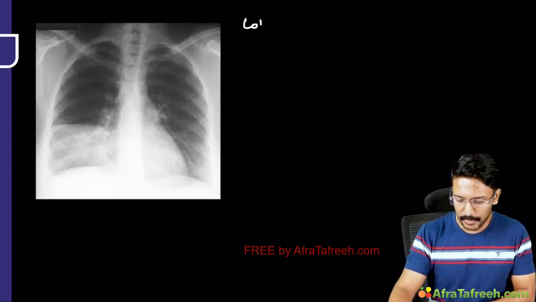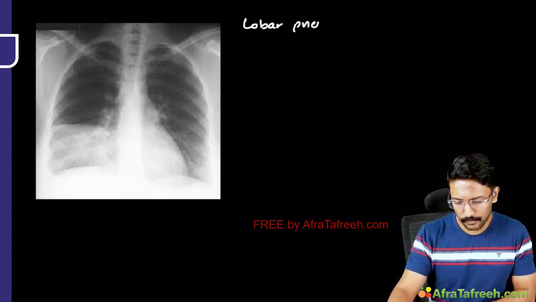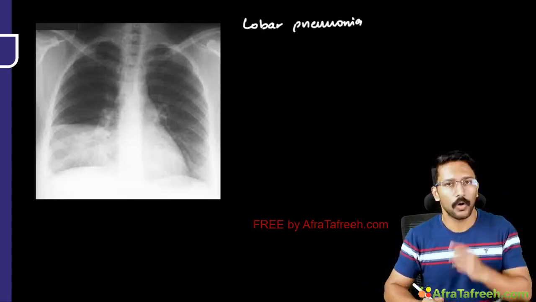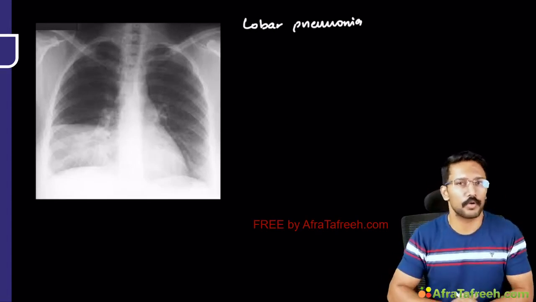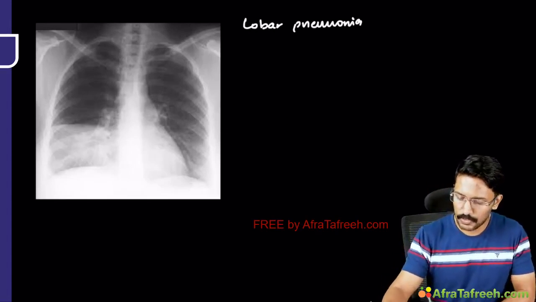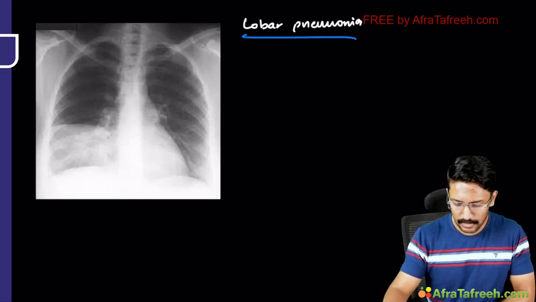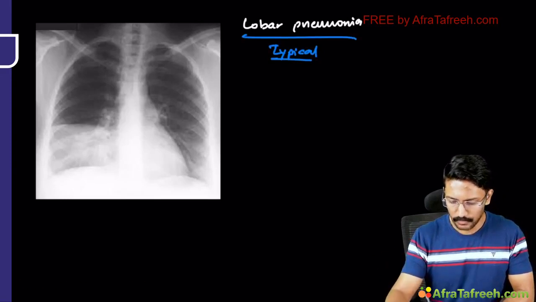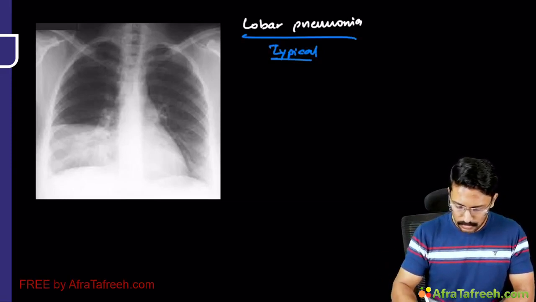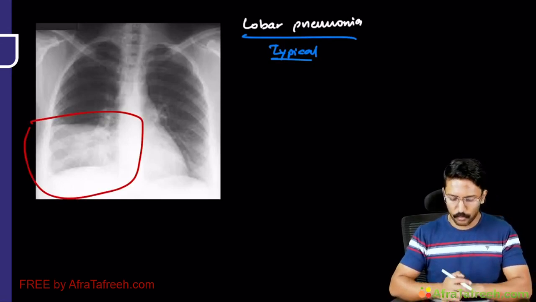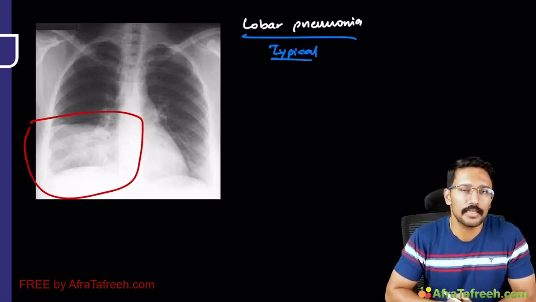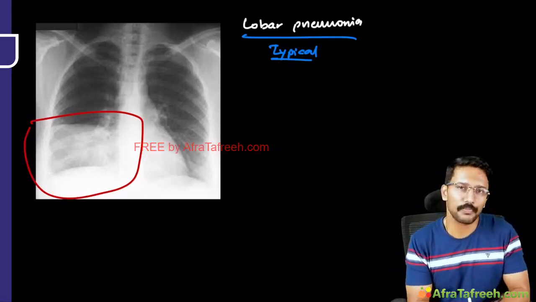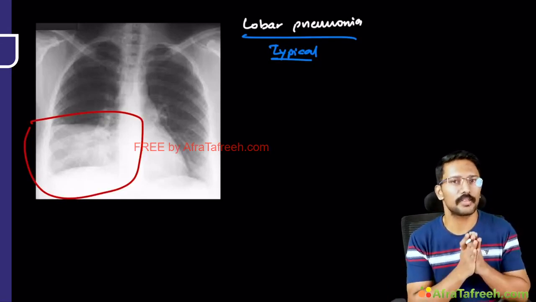So when you do chest X-ray, you might see various patterns. It could be lobar pneumonia, or it could be bronchopneumonia or diffuse alveolar infiltrate. So when you see lobar pneumonia, you know that it is typical pneumonia, right? So in this X-ray, you're seeing a lobar pneumonia, and tell me which lobe is affected here. This is the site of pneumonia. Which lobe is affected here? Is it the right middle lobe? Is it the right lower lobe? Or is it the right upper lobe?